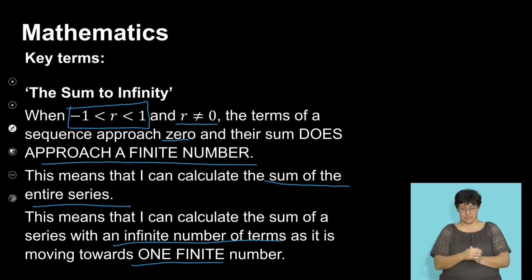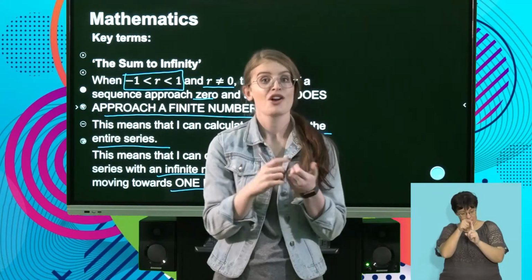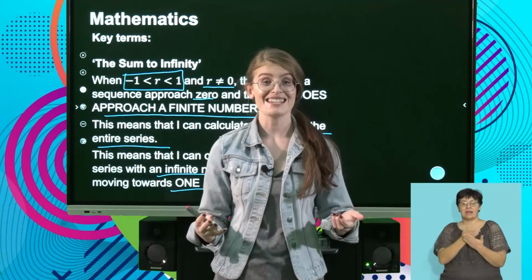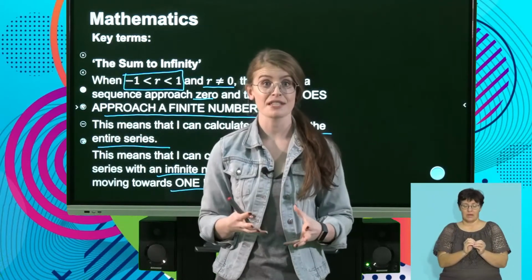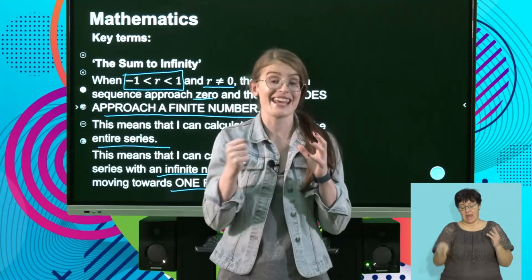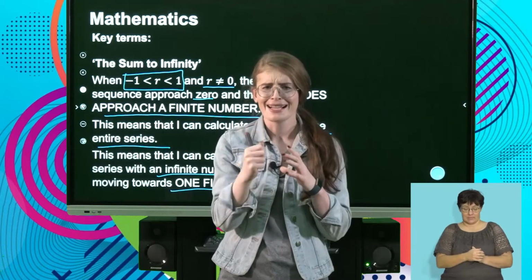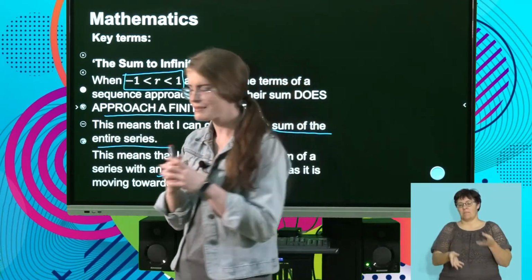So guys, I hope that you've clicked that the reason why I can do it is because the series is moving towards one specific number. That's why I can calculate the sum of infinite terms, because convergent series have terms that, when added together, converge towards one number. Let's see how we're going to get the formula for this.